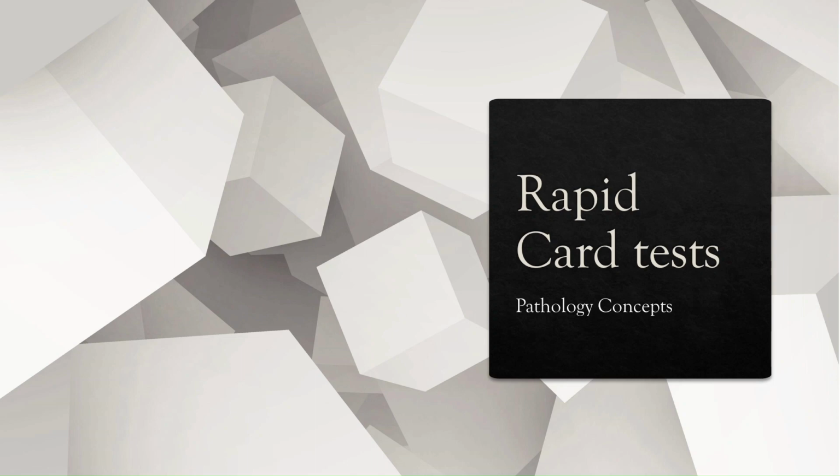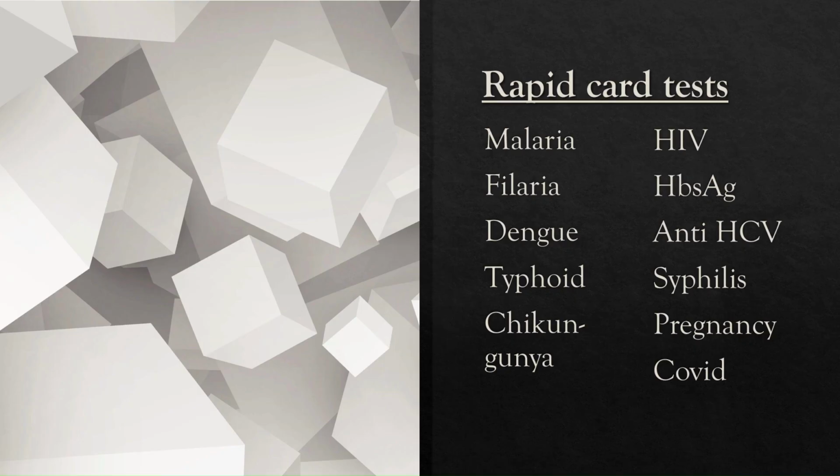Hello and welcome everyone. Today we are discussing rapid card tests. They include malaria, filaria, dengue, typhoid, chikungunya, HIV, HBsAg, anti-HCV, syphilis, pregnancy, and COVID rapid antigen and antibody kits.